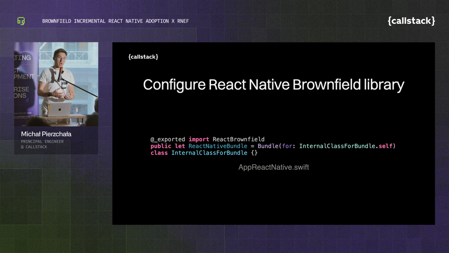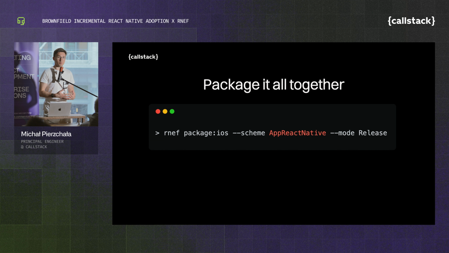And now that you are in the React Native Enterprise Framework project with the Brownfield plugin that we also installed during initialization, you'll have access to the package iOS command. So we will target that new scheme, app React Native, that we created, and we'll compile it for the release mode, so it doesn't prompt us to open a dev server as it does in debug. And this command will create a few artifacts.